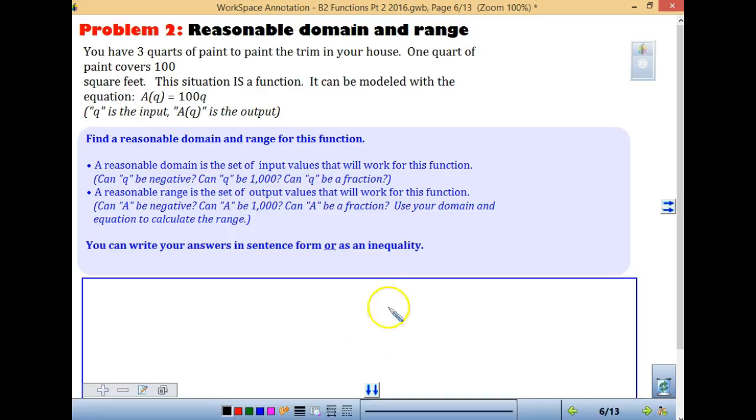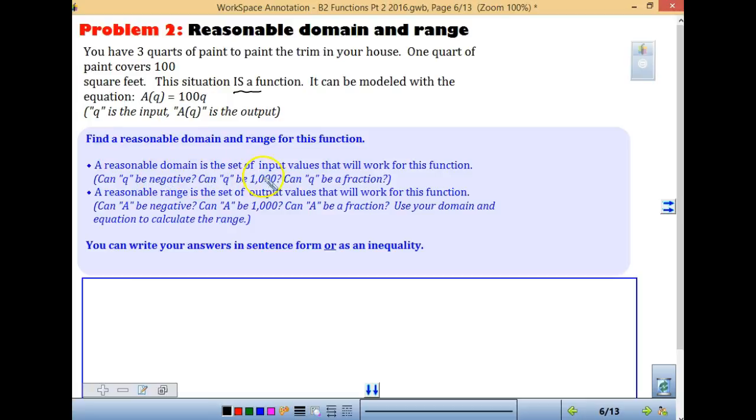And as we go to this next page, we're going to be talking about what's a reasonable domain and reasonable range. So you have 3 quarts of paint to trim your house. 1 quart covers 100 square feet. The situation is a function, so we know that. This is the model. A, standing for area, of the quart, Q, is equal to 100 Q, because it covers 100 square feet. So it says to find a reasonable domain and range of the function.